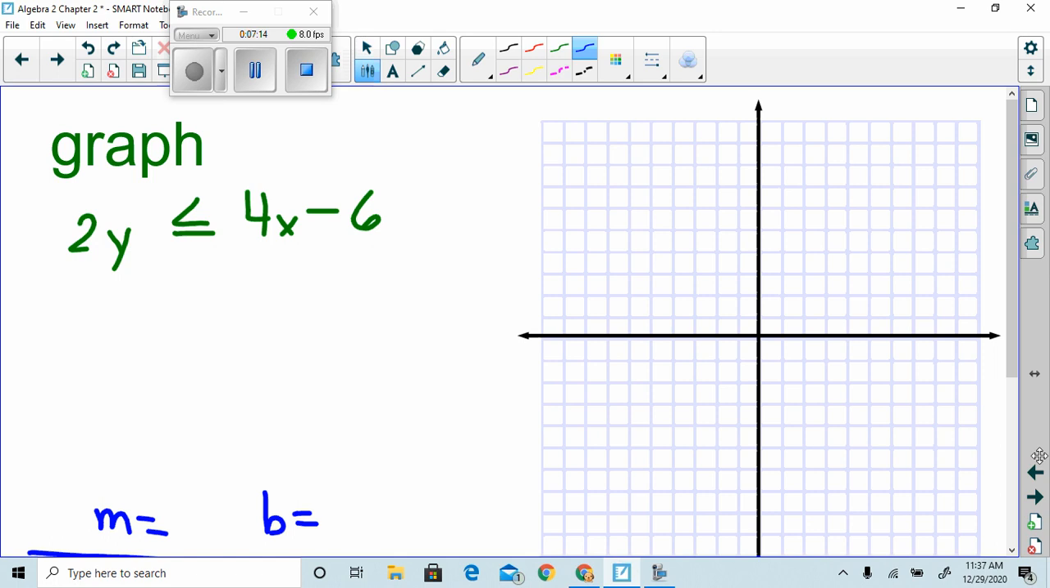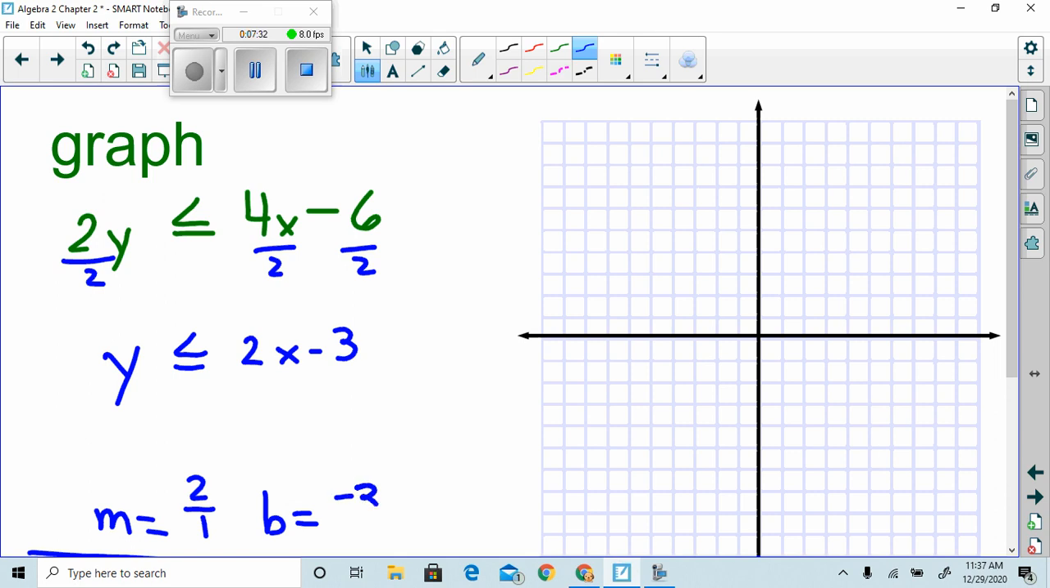This one is not written correctly in the fact that we don't have an isolated y, so let's divide everything by 2. Y is less than or equal to 2x minus 3. Let's identify our slope. It's 2 over 1. Our y-intercept is negative 3. Here we're going to go through the whole process together. We'll start by graphing our y-intercept, counting down 1, 2, negative 3. My slope is a positive 2. I'm going to count up 1, 2, and over 1, 1, 2, and over 1.